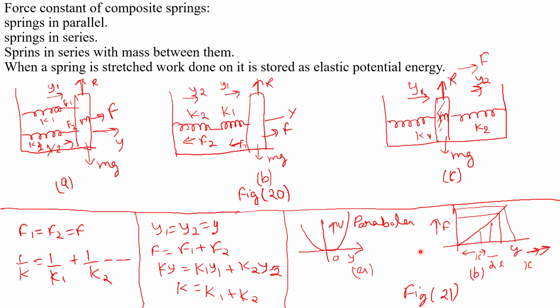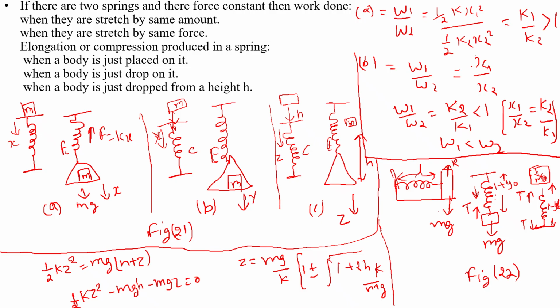From it, it is clear that if the stretch in a spring is doubled, the force is doubled, but the energy stored becomes 4 times. If there are two springs of force constants K1 and K2 with K1 greater than K2, then work done, first, when they are stretched by the same amount, W1 is greater than W2.